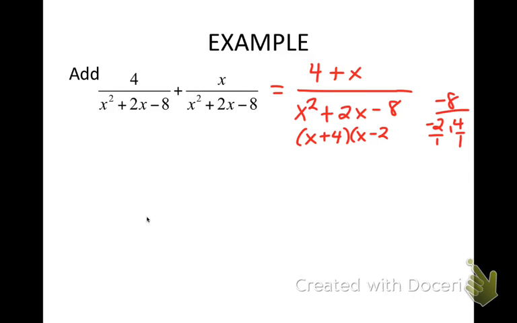Oh, I did it backwards. Wait, is there an order? No, it doesn't matter. I just listed negative 2 first, and then I put plus 4 first. Is this the same as this? Yeah, the commutative property allows me to just flip it because the plus sign makes it a-okay. So those cancel out, and all I'm left with is 1 over x minus 2.